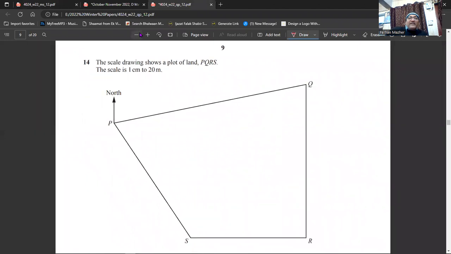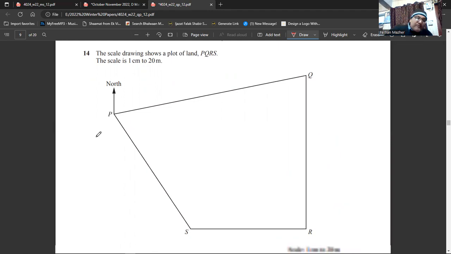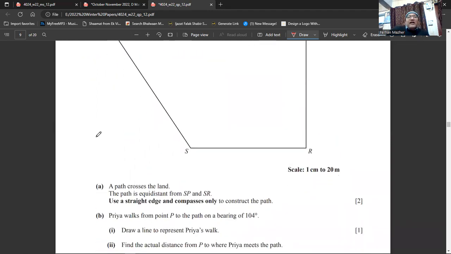So here we have question number 14. The scale drawing shows a plot of land PQRS. The scale is 1 centimeter to 20 meters. So something which is 1 centimeter long on the map, in actual that's 20 meters. Okay, so the path crosses the land.